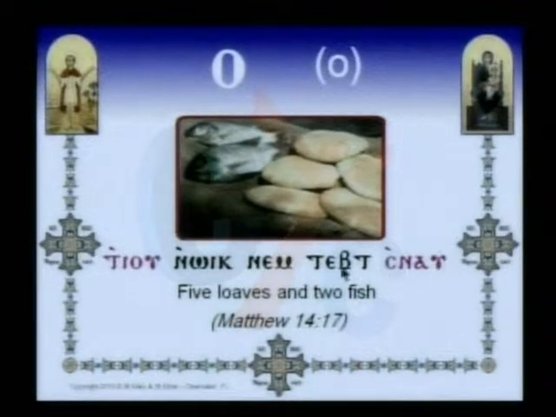Nem teft esnav. You cannot say nem esnav in teft. Grammatically, it's not correct. So etu in oik, 5 loaves of bread. Nem teft esnav. Esnav has to follow the noun, not the other way around. So 5 loaves and 2 fish. Matthew 14.